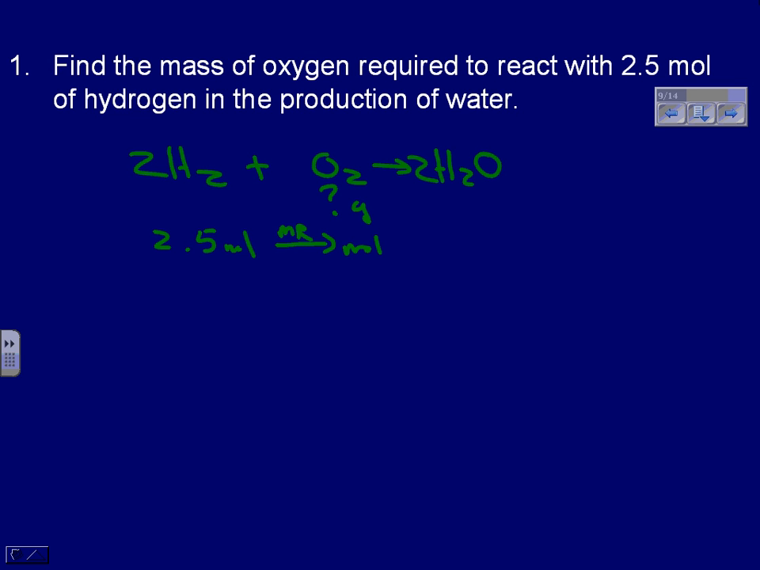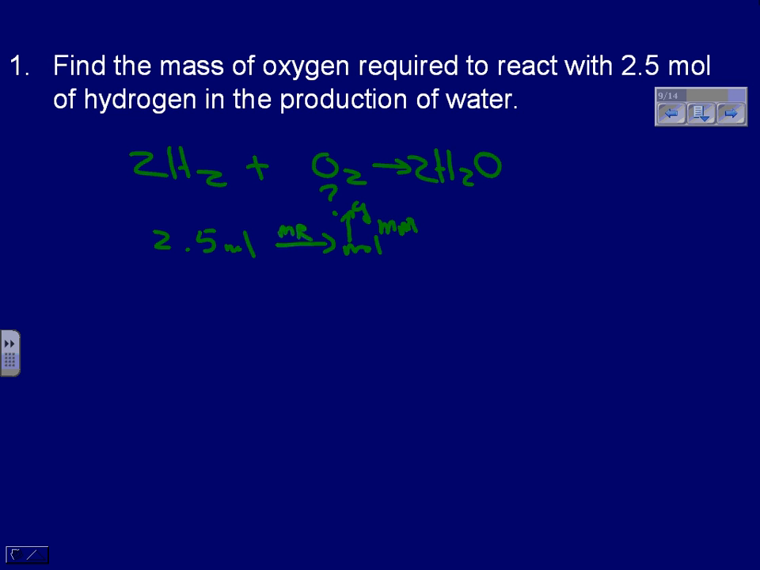Mole ratio comes from the coefficients of the balanced chemical equation. Once I have that information, I can then move up. How do I find the mass of a substance if I know the moles? Molar mass. So I'm going to write here on this arrow MM, molar mass.